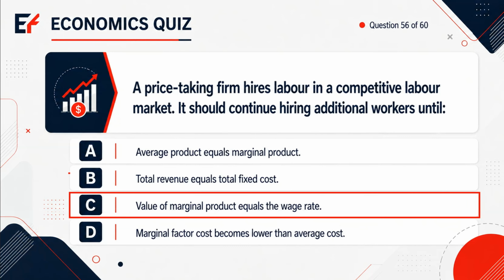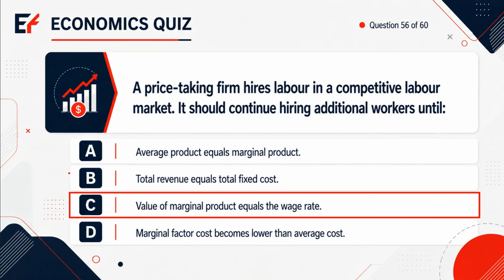A competitive firm hires an additional worker when the value of that worker's marginal product exceeds the wage rate. It stops hiring when the value of marginal product equals the wage rate because the extra revenue from the final worker exactly matches the cost of employing that worker.